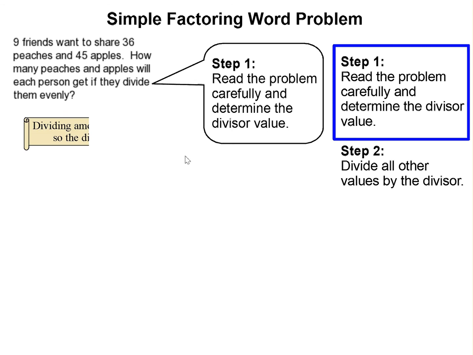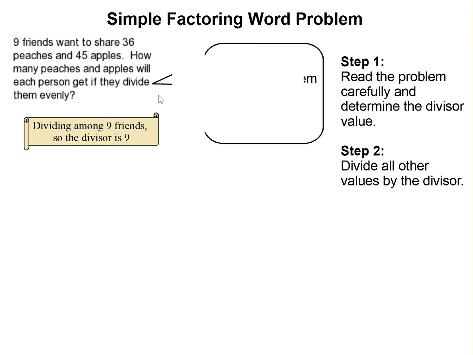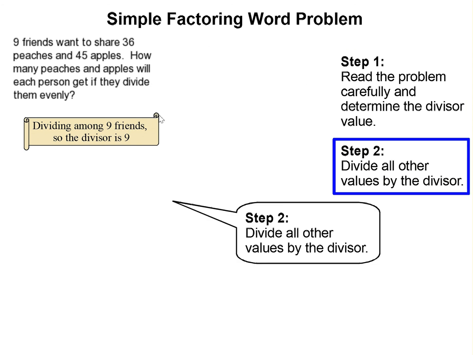Okay, so in this case, we are dividing everything amongst 9 friends. So that means our divisor will then be 9. Okay, then we simply divide the other values by the divisor. So we divide everything else that we see by 9.